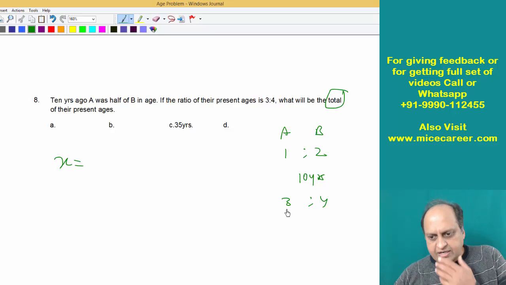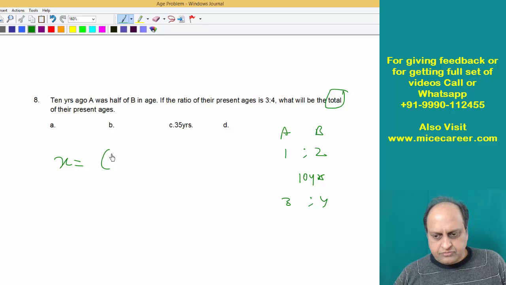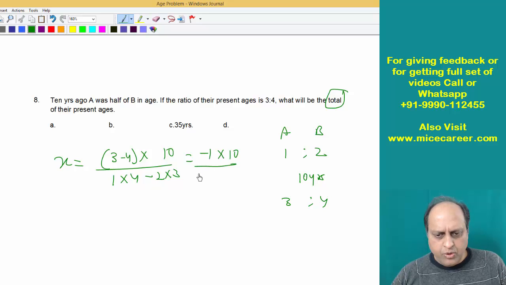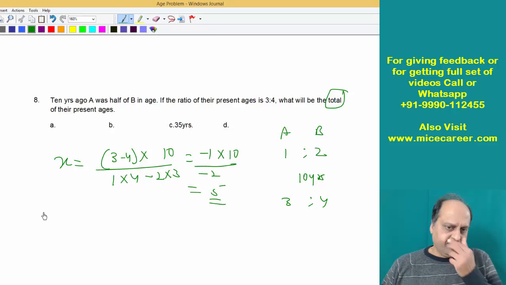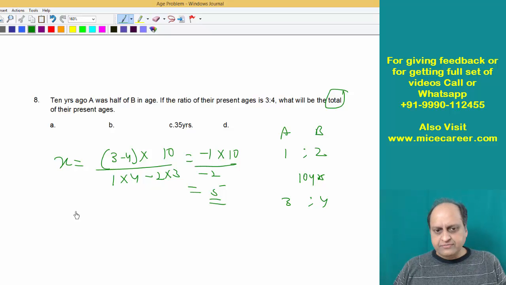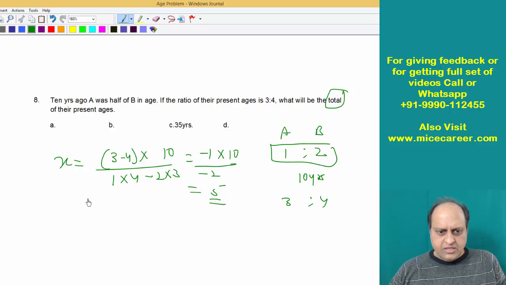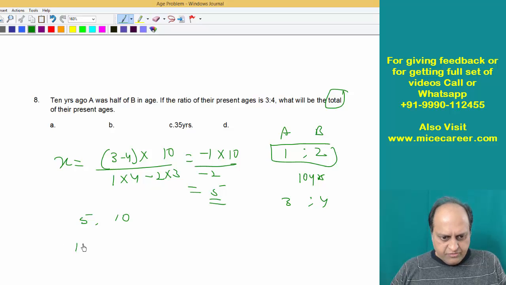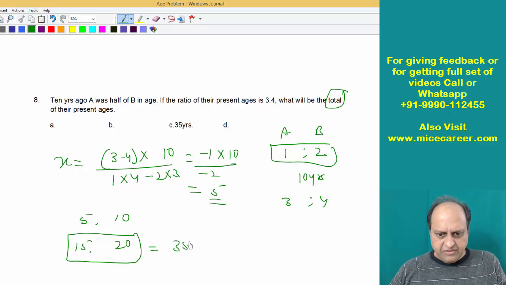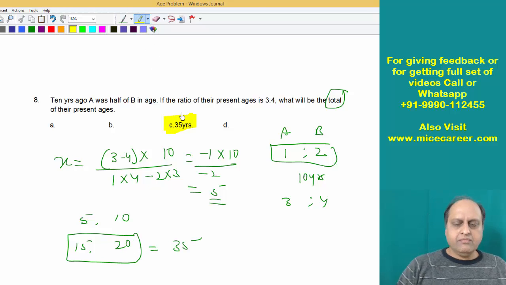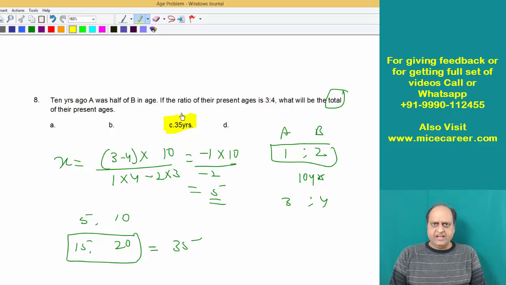Quickly find out x. Difference between new: 3 minus 4, into gap 10, upon cross multiplication 1 into 4 minus 2 into 3. You get minus 1 into 10 upon minus 2. So in all you get 5. Yes or no? You get 5. So 5 you multiply with old ages. You get 5, 10. Now add 10 to it, 15 and 20. These are their present ages. So the sum is 35. Now I think the idea is very clear to you.